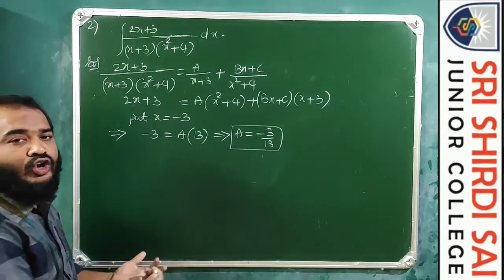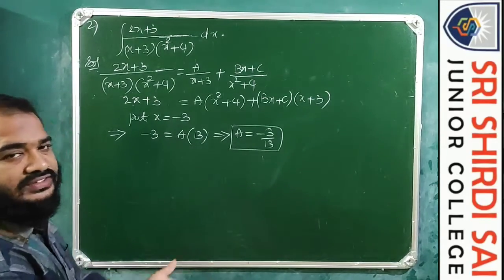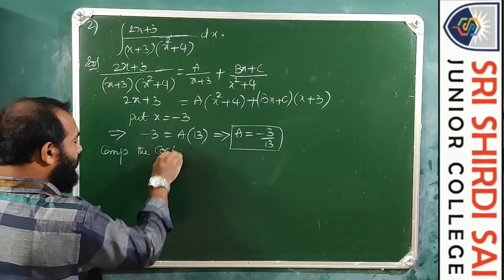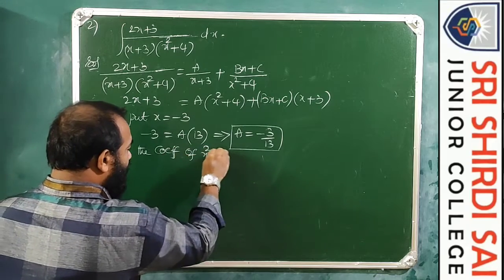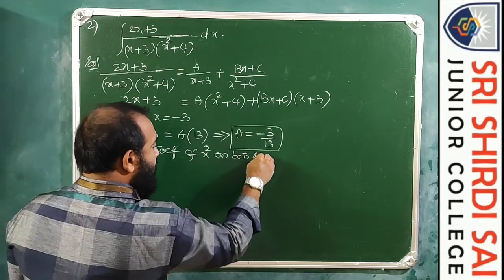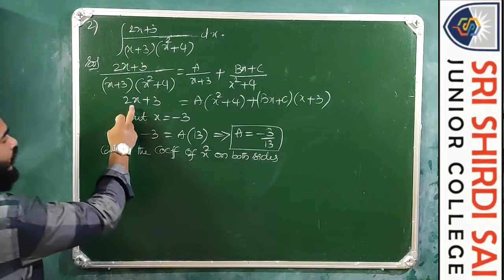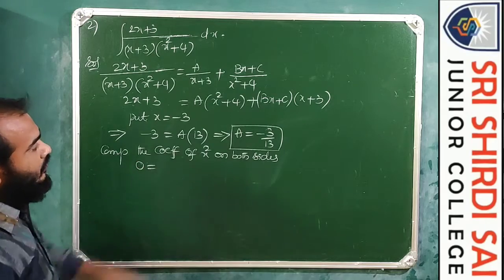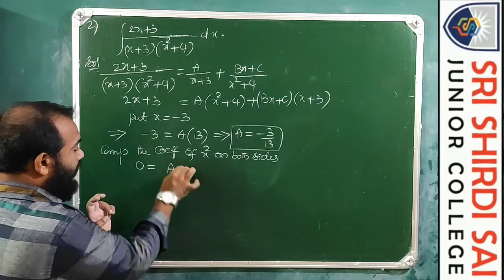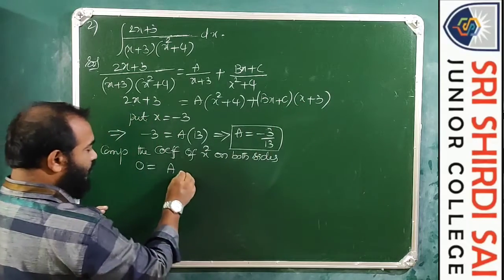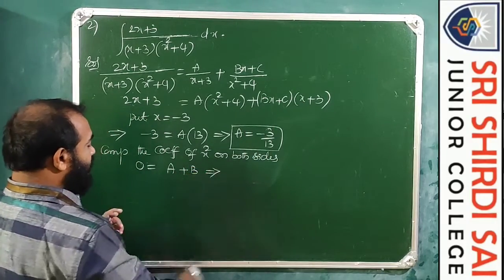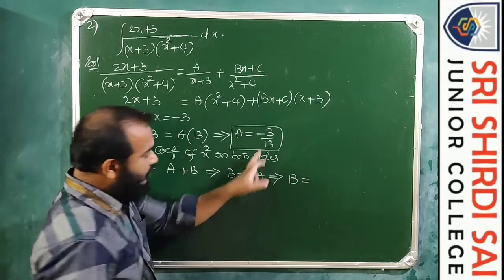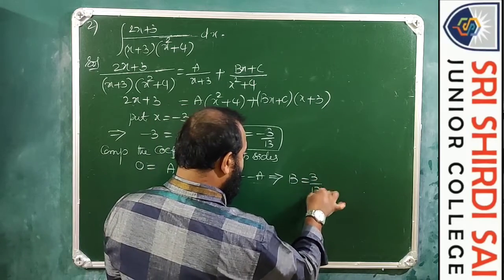Now let us compare the coefficients of x square, x and constant on both the sides. Comparing the coefficients of x square on both sides, we don't have an x square term in the LHS, so the x square coefficient is 0. Here the x square coefficient is A, and Bx into x, the x square coefficient is B. So A plus B equals 0, B is equal to minus A. So from this B is equal to minus of minus 3 by 13, which is plus 3 by 13.